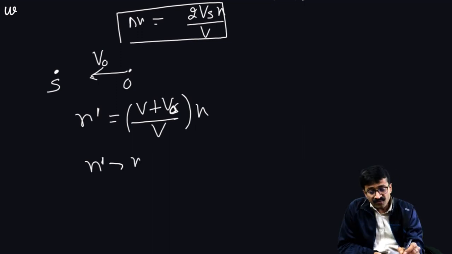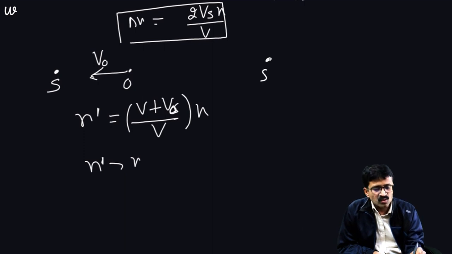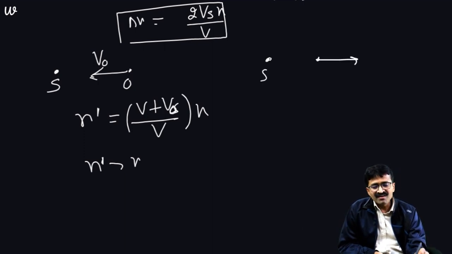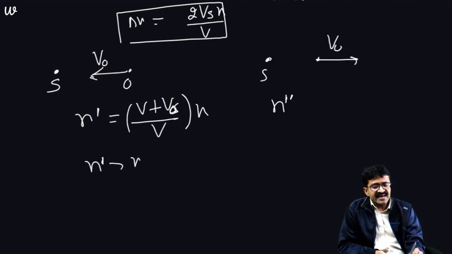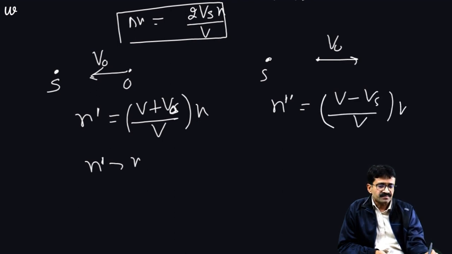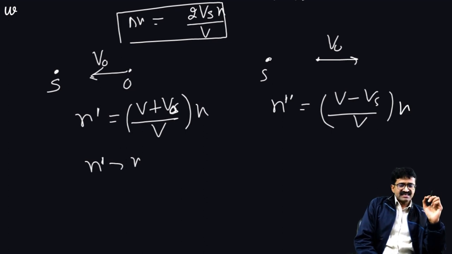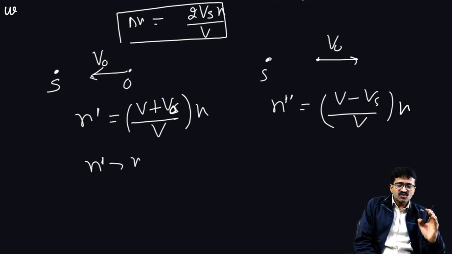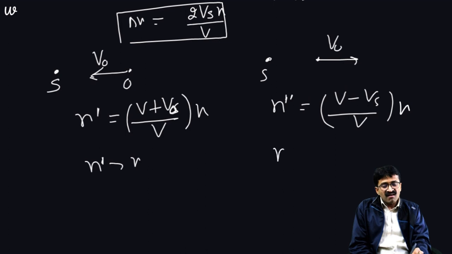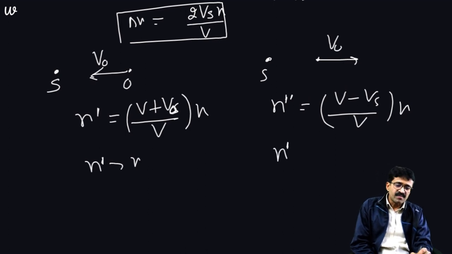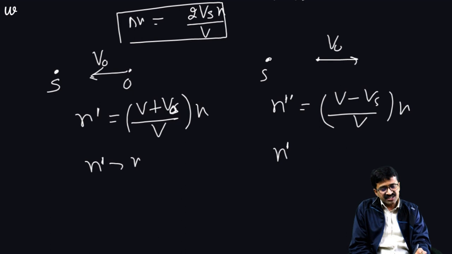Now if the observer is moving away from the source, how will he hear the sound? Its apparent frequency N double dash will be V minus VO upon V into N. It is seen that in this case the frequency decreases because of fewer waves captured by the observer when the source is stationary. N double dash will be less than N.